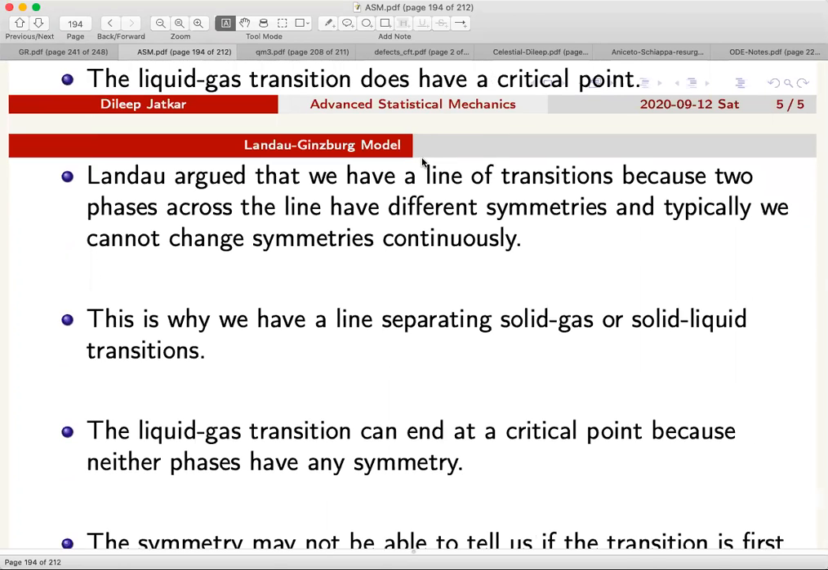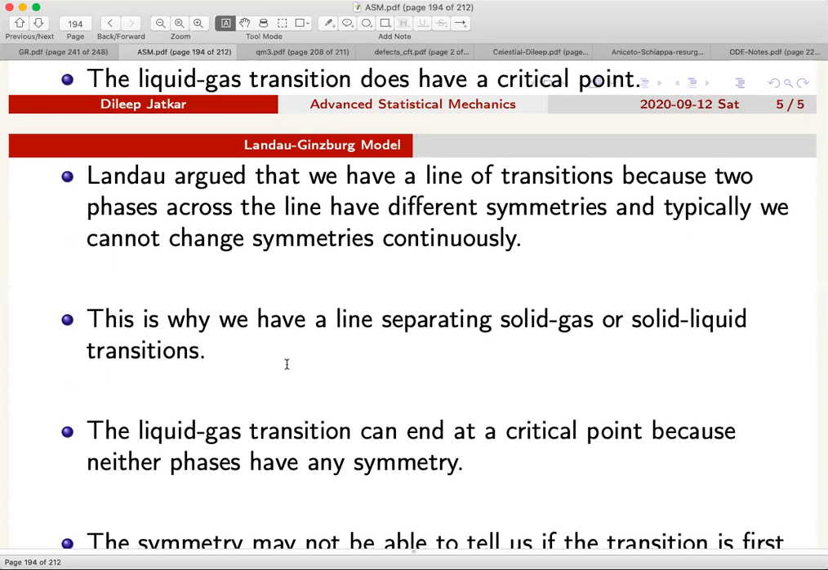So one of the important things which was critical for the Landau-Ginzburg proposal was this argument of Landau that the lines separating these transitions are because the phases across the lines have different symmetries. And if the symmetries are different, then there shouldn't be a path which would continuously connect one to the other.